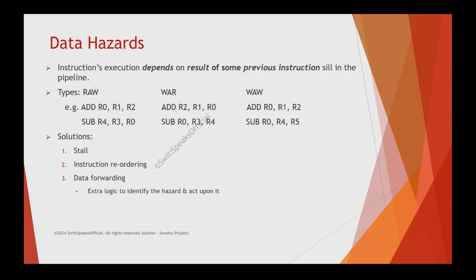The problem with data forwarding is you just need to add some extra logic to identify the hazard and act upon it. But it will give you good results because you don't have to impact the CPU performance. Then again, you don't have to take the pain of reordering instructions. So, data forwarding can be one of the good solutions.